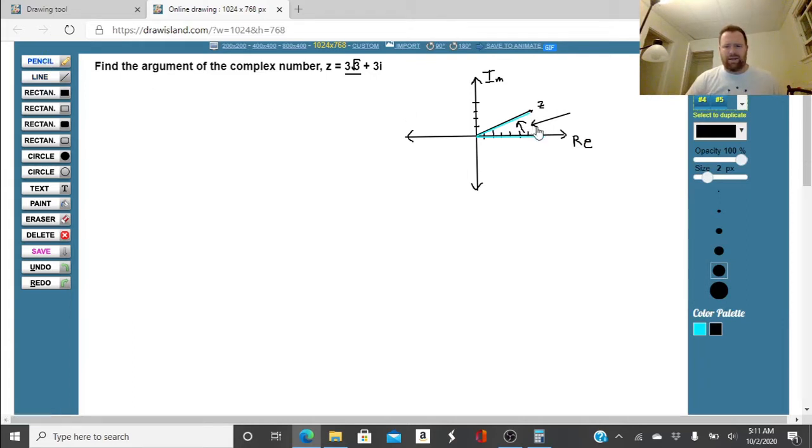So this angle that's formed here, that's your argument, which we can abbreviate as arg-z. Okay, so arg-z is going to equal, well, let's see what we got.